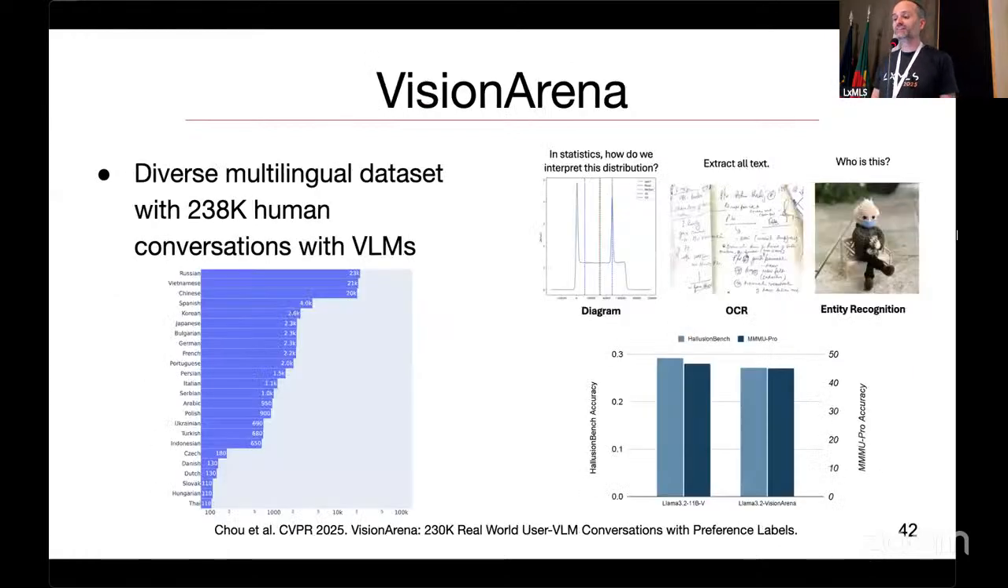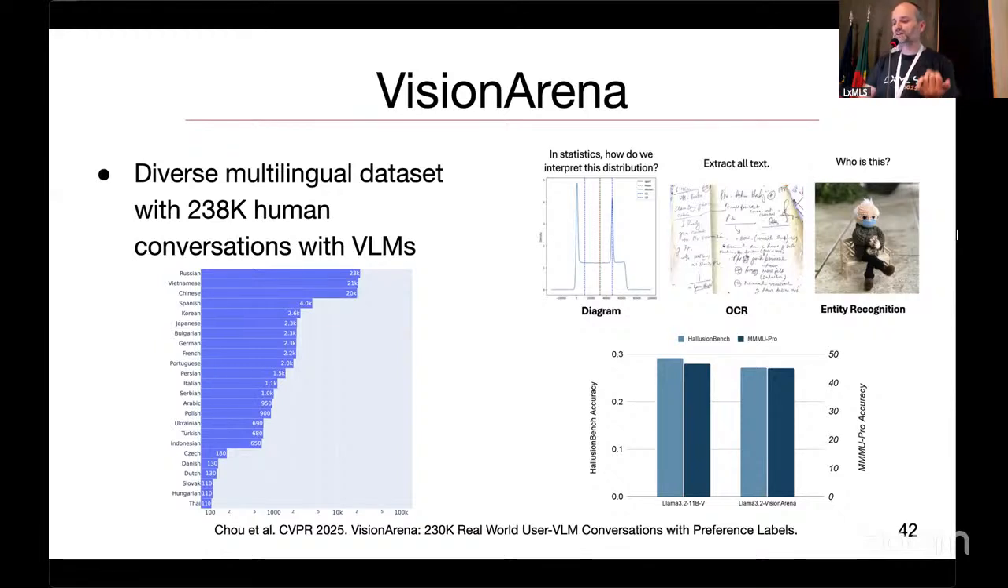And finally, Vision Arena is one of the newer instances of vision language datasets. So I guess everyone has heard of LM Arena, and Vision Arena is an extension of that, where instead of having language models battle against each other, you can have vision language models do it. And they have publicly shared a diverse multilingual data set of almost 250,000 human conversations with VLMs. So we have such an interesting diversity here.